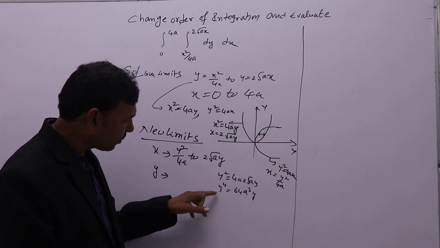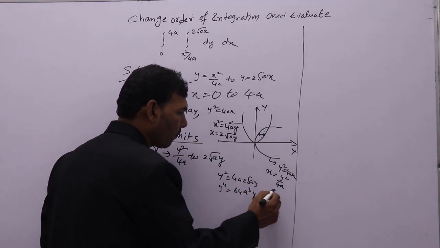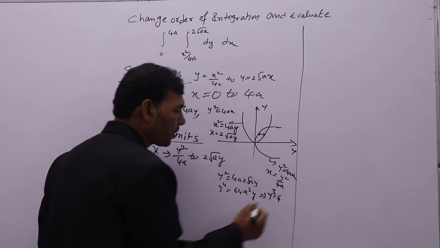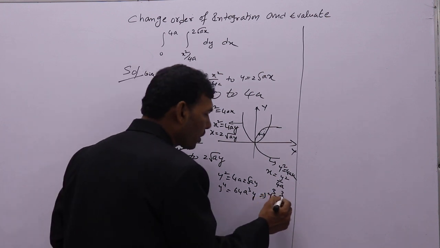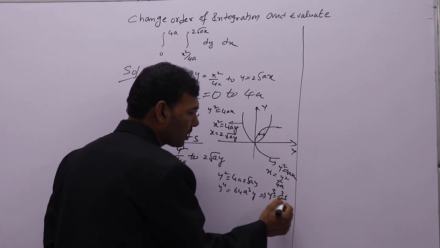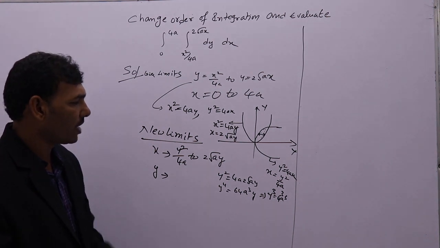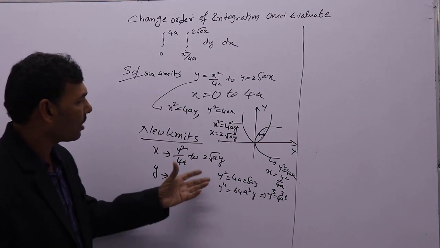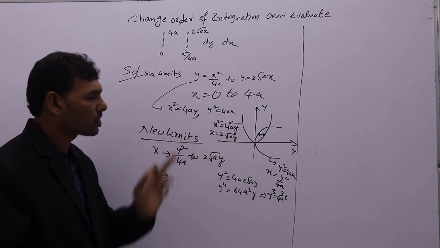Then what is the y value? If you take this y to this side, y power 4 by y, what is y power 4 by y? y cube. y cube equals 64 a cube. 64 is 4 cube, so 4 cube a cube, that means (4a) cube. Then you will get the y value 4a. Like that, we can find x and y values by solving these two.